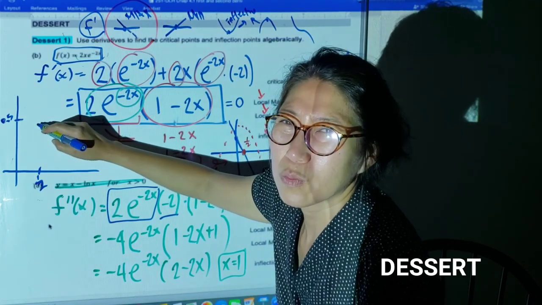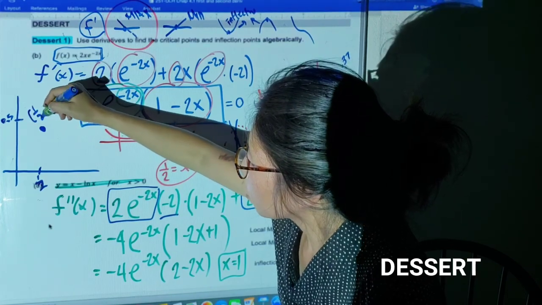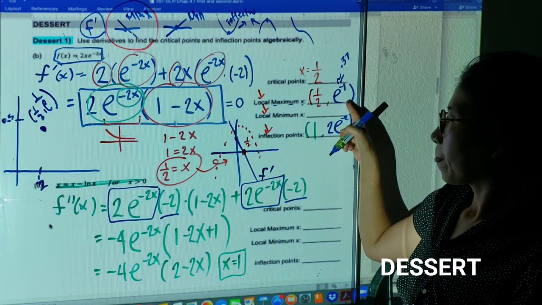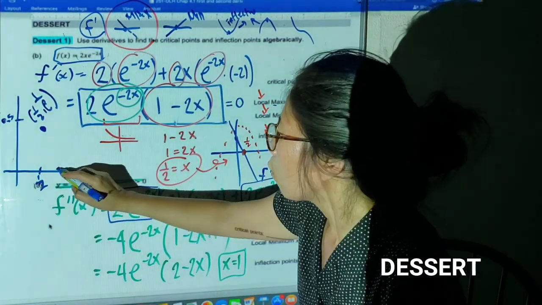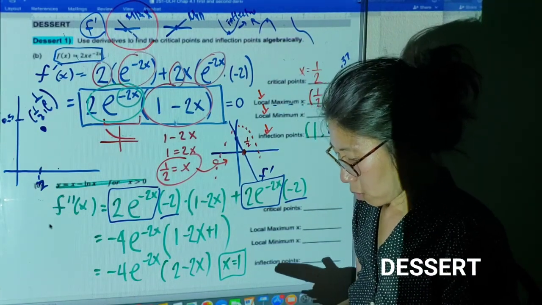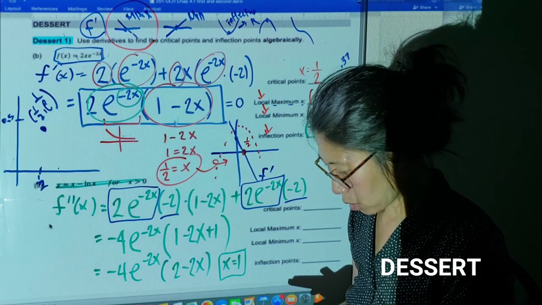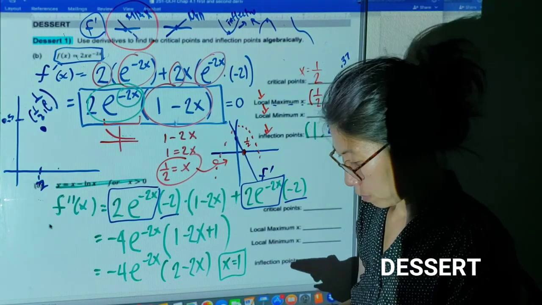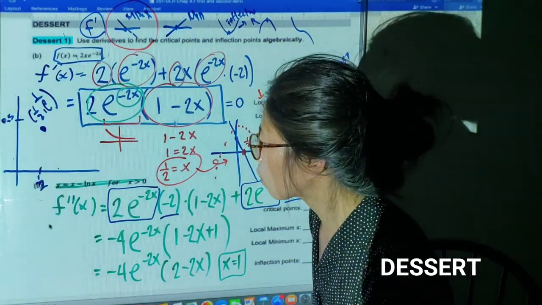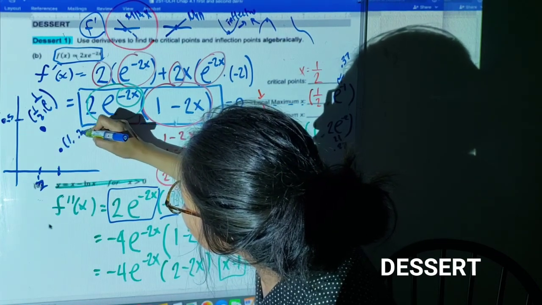And you have to understand this one for 4.2. So please listen. Here is going to be 1 over 2 comma e to the negative 1, which is 1 over e, as my local maximum. Then the inflection point is going to be 1 comma 2 times e to the negative 2. You can punch this into the calculator. I get 0.27. Now you have an inflection point about here, 1 comma 0.27.